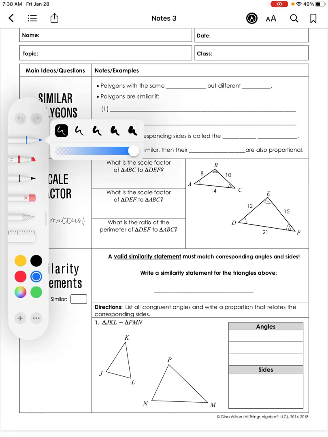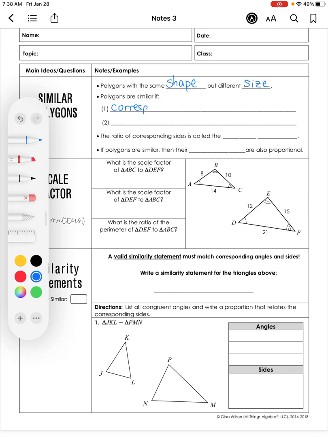Similar polygons are polygons with the same shape, but different size. Polygons are similar if corresponding angles are congruent. So the angles need to be equal.